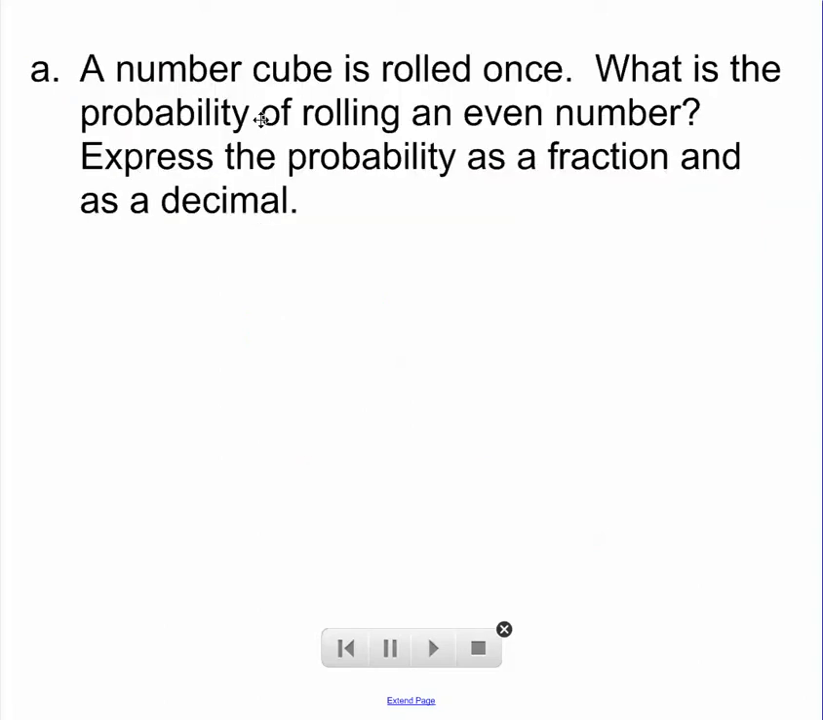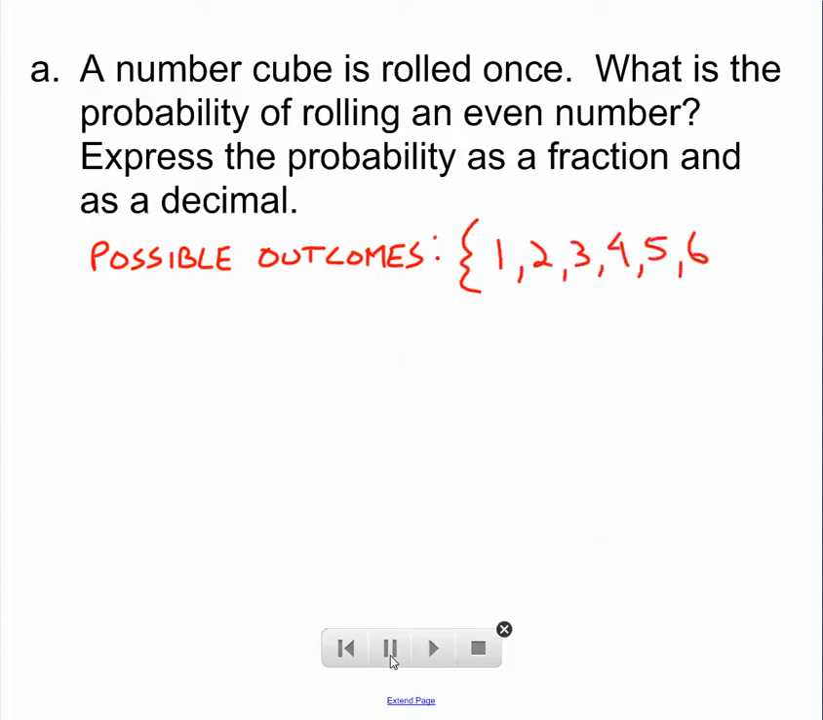Okay, so let's get started. A number cube is rolled once. What is the probability of rolling an even number? Express the probability as a fraction and as a decimal. Okay, so probability is the number of successful or positive outcomes over the number of all possible outcomes. I like to start on the bottom, the possible outcomes, bottom part of the fraction here. What can happen when we roll a die? We can get a 1, a 2, a 3, a 4, a 5, or a 6.